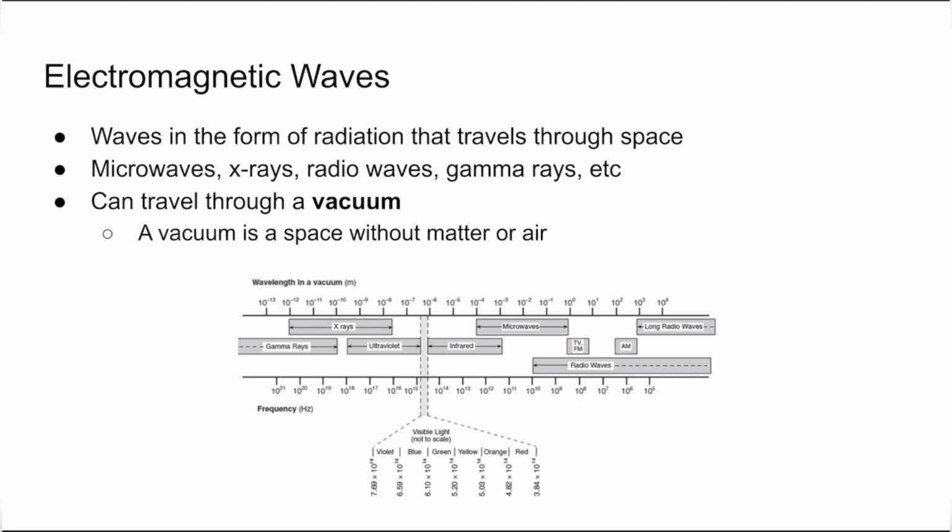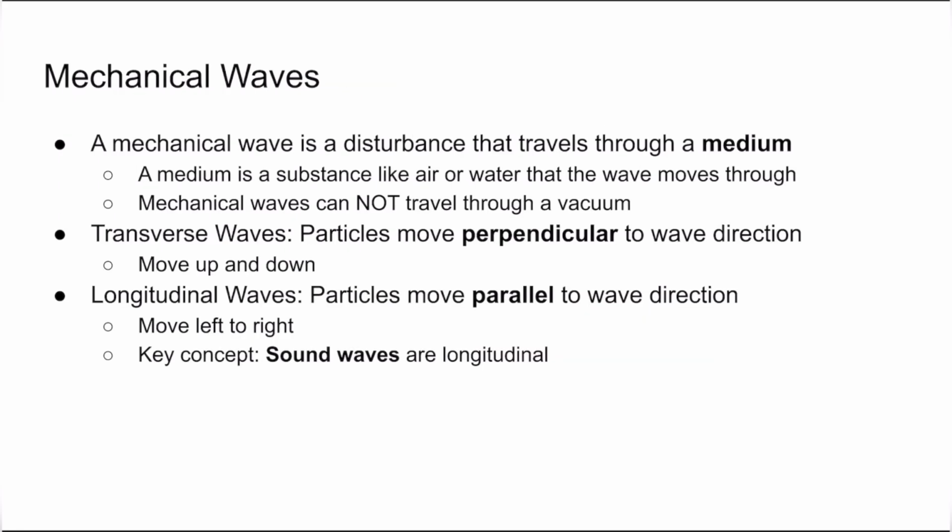But that being said, let's quickly talk about electromagnetic waves. These are waves in the form of radiation that travels through space. What's special about electromagnetic waves is that they can travel through a vacuum. A vacuum is a space without matter or air, and all these different types of waves are on your reference table. On the other hand, mechanical waves travel through a medium. A medium is a substance like air or water that the wave needs to move through. These waves cannot travel through a vacuum, they need a medium.